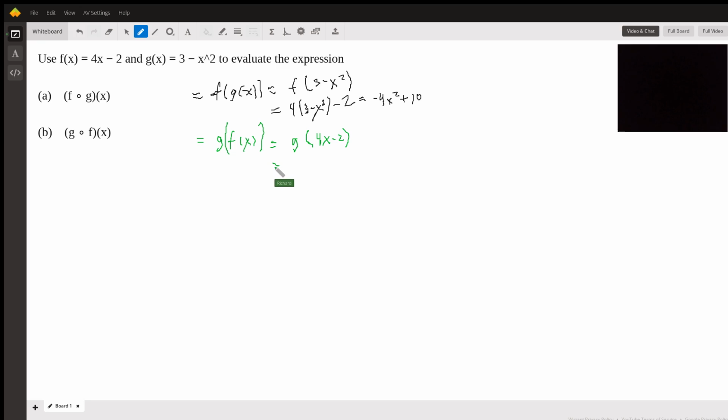And now we're going to apply the g rule. The g rule is: whatever you give me, I'm going to square you and subtract you from 3. So I'm going to square you, 4x minus 2 squared, and then subtract that from 3. That's what the g rule is. Whatever you give me, which is x, I'm going to square you and subtract you from 3. So now we just continue to simplify this.